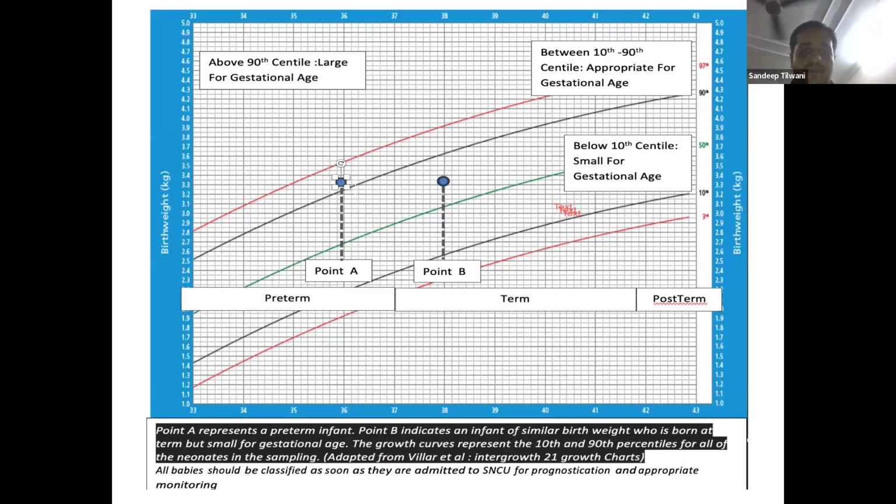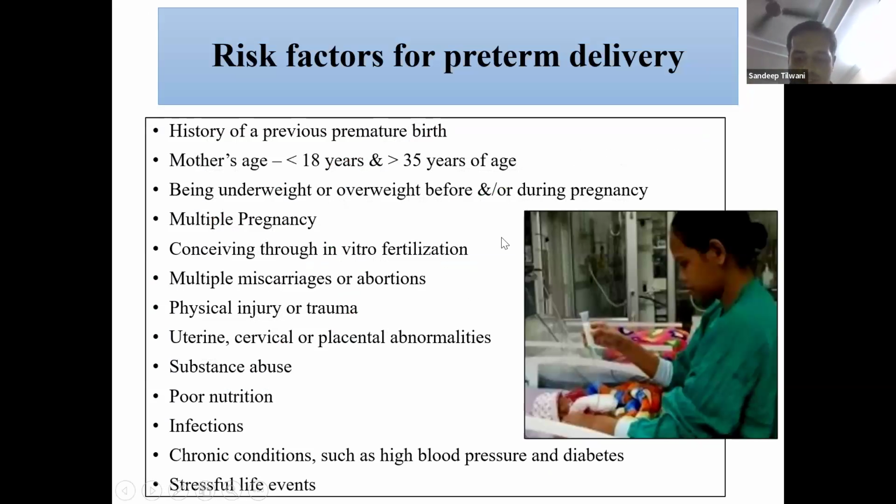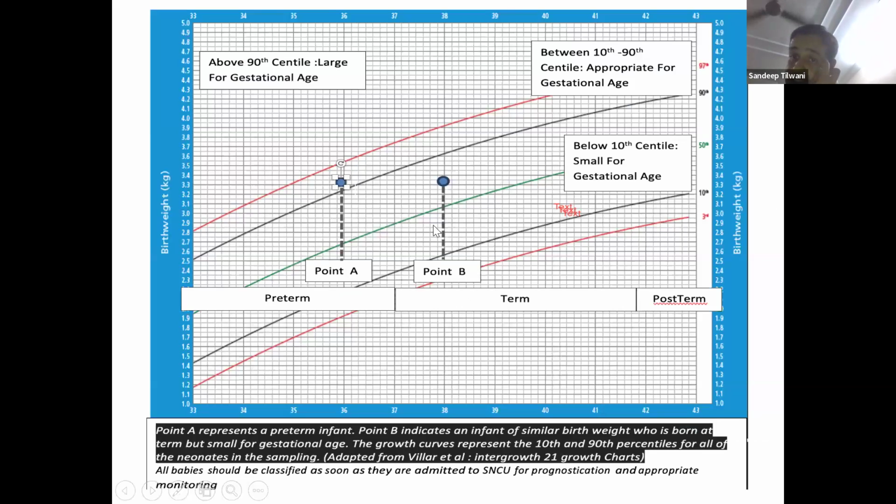So this example shows you, actually there is a mistake here in plotting. Let me show the chart to you. I think the chart is visible to all. This chart shows a growth chart, and on the growth chart we have plotted the birth weight of the baby. Actually the pointer here, or the plotting, is wrong in this chart.